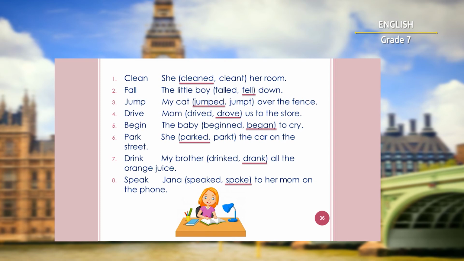And the sixth one, she parked the car on the street. The verb park is regular. My brother drank all the orange juice. The verb drink is irregular. Yana spoke to her mom on the phone. The verb speak is irregular. You have done great job. And now it's time to watch a short video about irregular verbs.